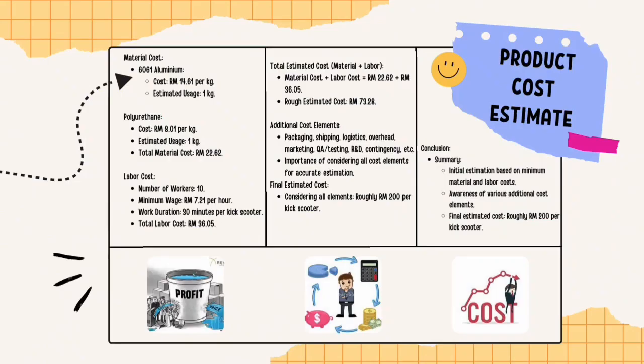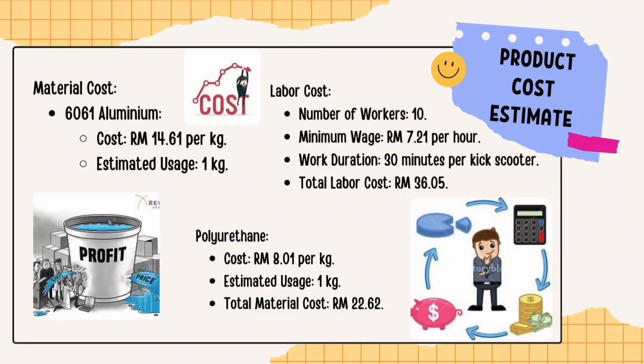For the product cost estimate, the material cost and labor cost will be considered in the calculation. In the material cost, the usage and cost of 6061 aluminium and polyurethane will be calculated. We assume that the usage of each for each scooter is 1 kg, and the costs of the materials are 14.61 ringgit per kg and 8.01 ringgit per kg respectively, according to market research on Alibaba. The total material cost will be 22.62 ringgit per scooter.